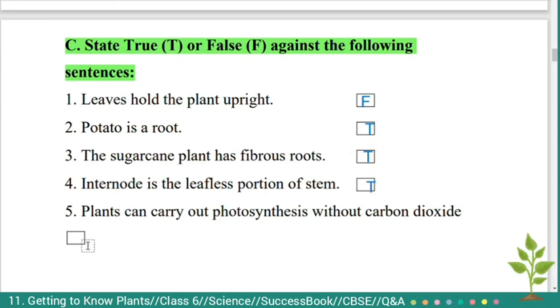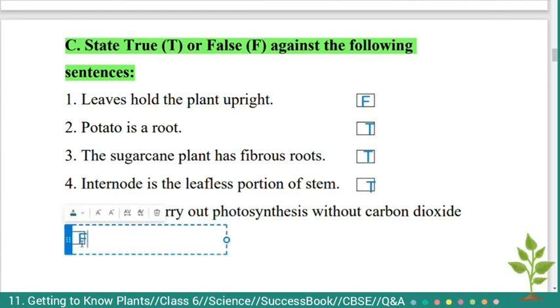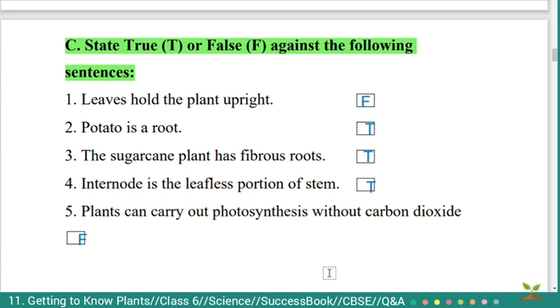Fifth, plants carry out photosynthesis without carbon dioxide. False. So at a glance we will see: leaves hold the plant upright, false. Potato is a root, true. The sugarcane plant has fibrous roots, true. Internode is the leafless portion of stem, true. Plants can carry out photosynthesis without carbon dioxide, false.